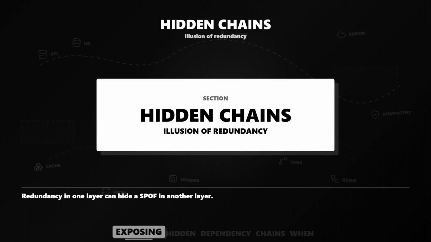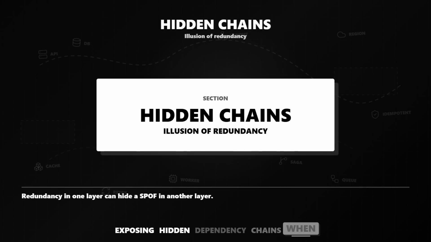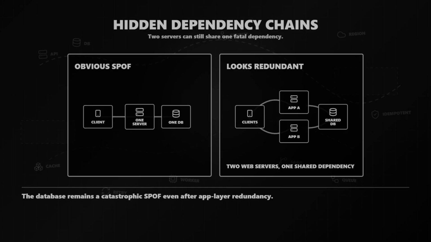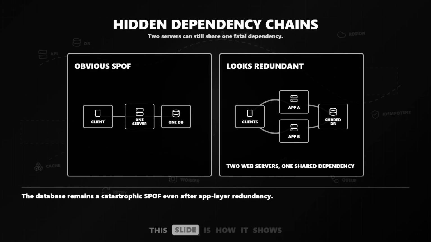Section 4. Exposing hidden dependency chains, when redundancy is an illusion. Now, what's really interesting about this slide is how it shows that SPOFs aren't always obvious. Sure, it's easy to spot a solitary database and say, aha, that's a SPOF. But these vulnerabilities notoriously hide deep within systems that look highly redundant. Check out this direct architectural comparison.